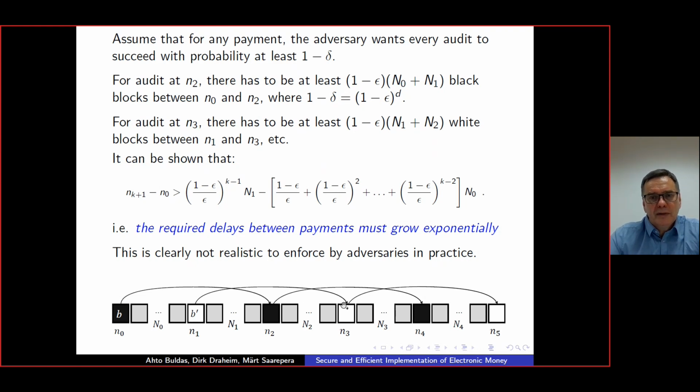So what the adversary can do is to delay N3 just to get enough white blocks for the audit to get through. And we can show that this formula holds, which means that the required delays between payments must grow exponentially, which is not realistic, clearly, in practice. So using the probabilistic audit, it will reveal any inconsistencies very soon.